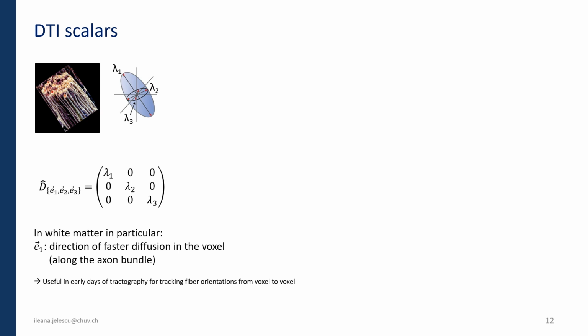From this tensor, we can of course examine the eigenvectors, and in white matter in particular, the first eigenvector gives us the direction of faster diffusion in the voxel, so that's the one along the axon bundle. And this was extremely useful in the early days of tractography for tracking fiber orientations from voxel to voxel.